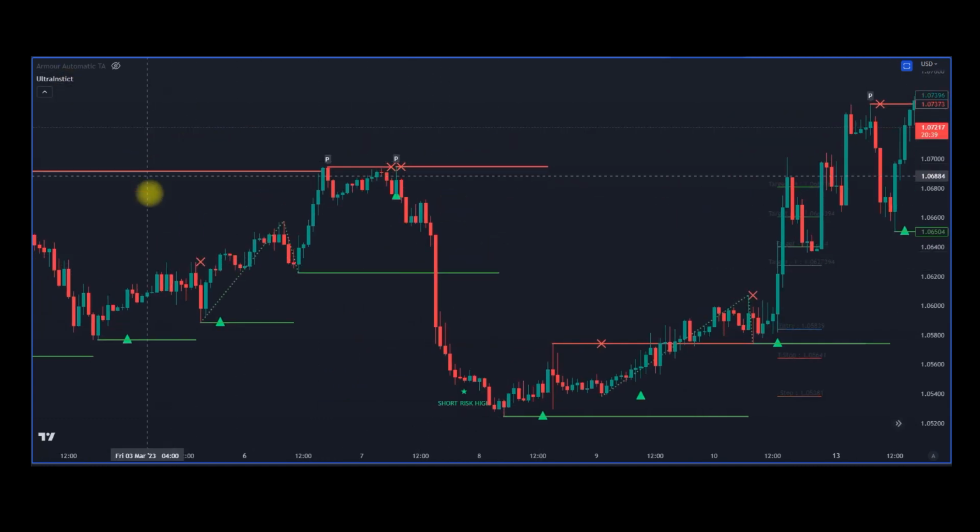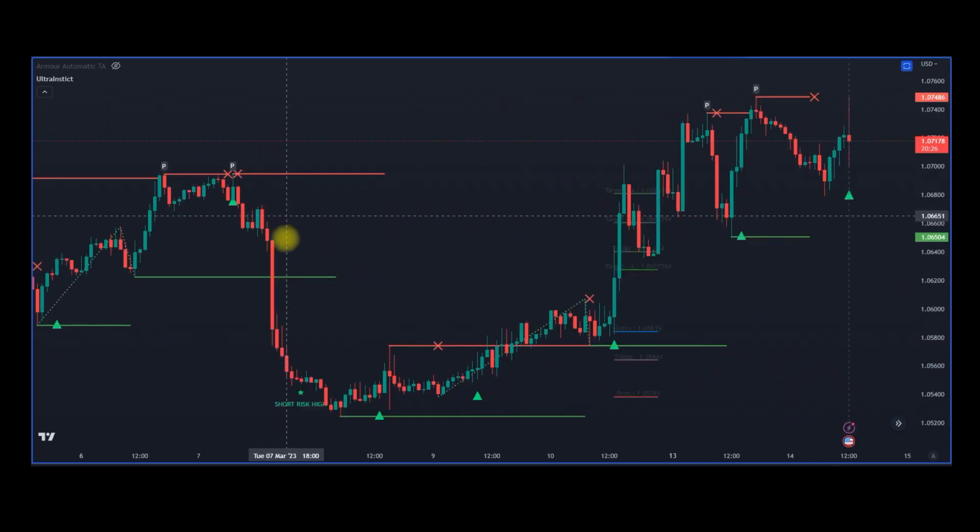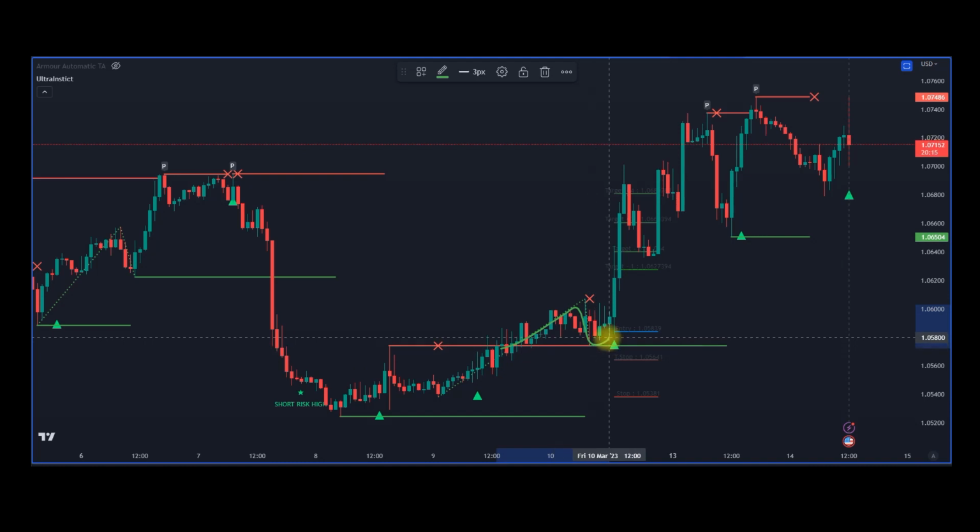So here the red line on the top, this straight horizontal line, means it's a resistance. Price rejects from the resistance. The green line here is a support, price bounces from the support, and when support breaks, it crashes huge. And when the resistance breaks, see, it goes up. So here resistance broken, came down to retest.